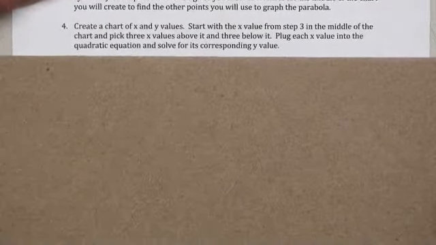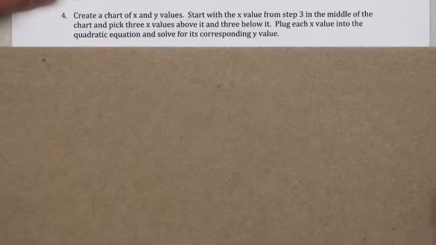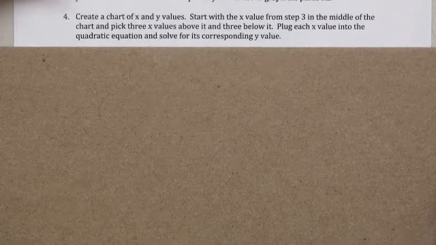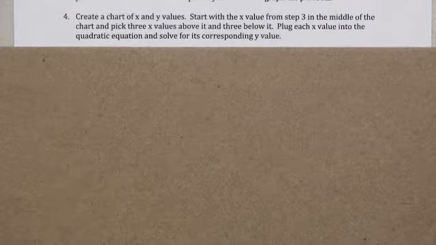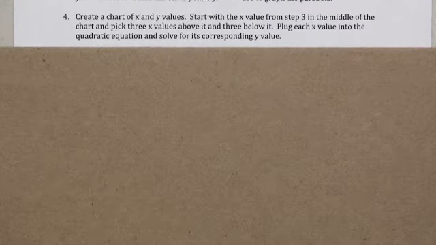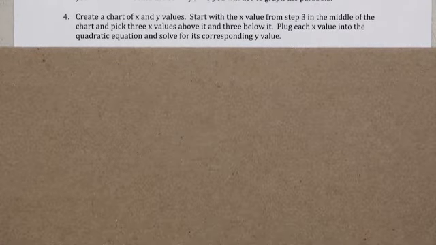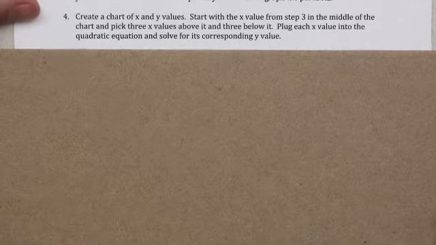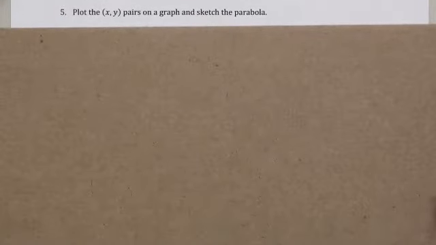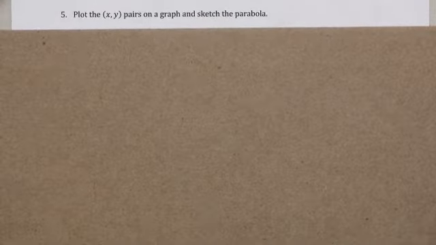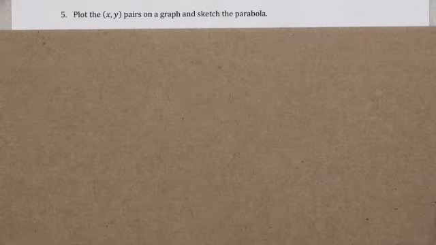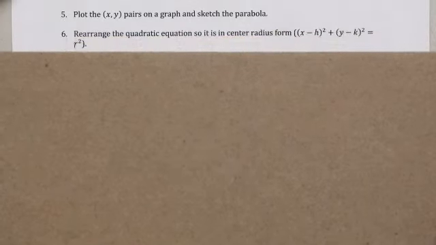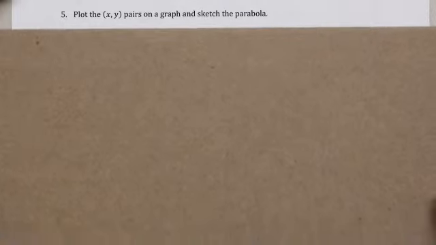Create a chart of x and y values. Start with the x value from step 3, the last step, in the middle of the chart, and pick 3 x values above it and 3 below it. Plug each x value into the quadratic equation and solve for its corresponding y value. Plot the xy pairs on a graph and sketch the parabola. And that's it for the first parabola part.